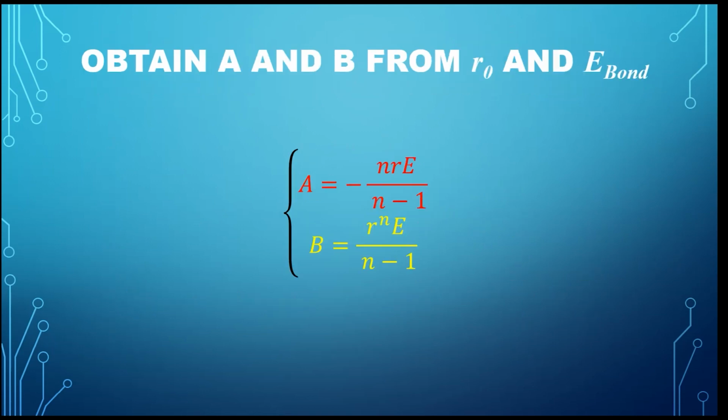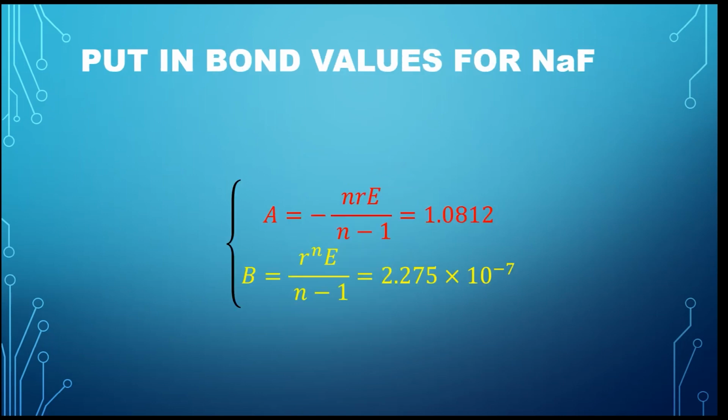Specifically, if we want to know the case of sodium fluoride, we can plug in values of bond length of 0.1926 nanometer and the bond energy of minus 4.99 eV that we measured from experiments. Ultimately, we can obtain that the bond length of sodium fluoride is 0.1926 nanometer, and the bond energy is minus 4.99 eV. This will give us the value of parameter A to be 1.0812 and the value of parameter B to be 2.275 times 10 to the minus 7, and n equals 9.